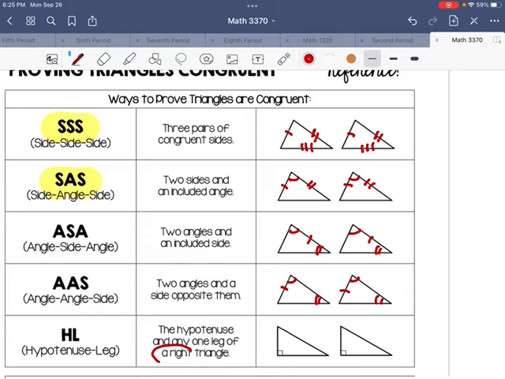HL is only for right triangles. So you can't use HL with any other type of triangle that is not a right triangle. And HL tells us that the hypotenuse is equal to the hypotenuse and one of the legs is equal to the other leg. So a right triangle can be proven congruent using any of these. You're not just restricted to HL if you see a right triangle. You can use any of them. But HL can only be used on a right triangle.